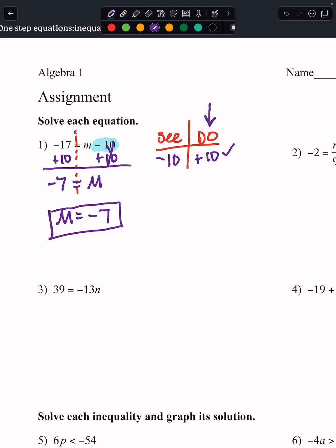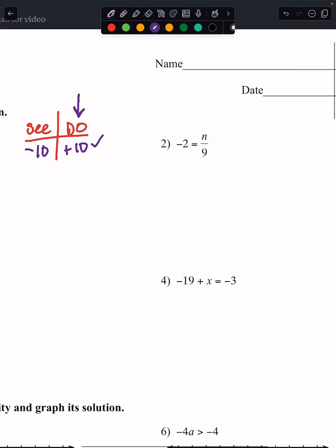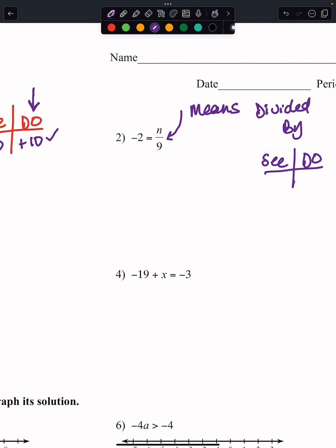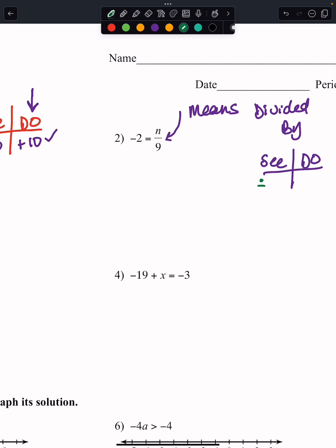Let's do number 2. Now, anytime you see a fraction bar like this one, that means divide, or divided by. That's what that line means. So what do I see? Let's write that down. What do I see? Which is going to tell me what I need to do. I see it divided by 9.